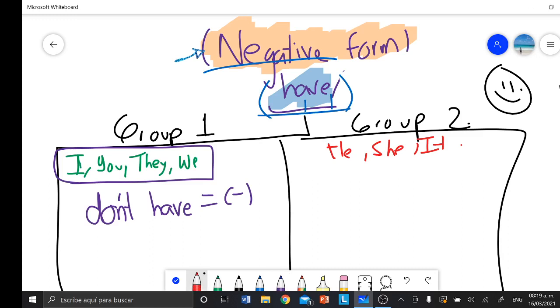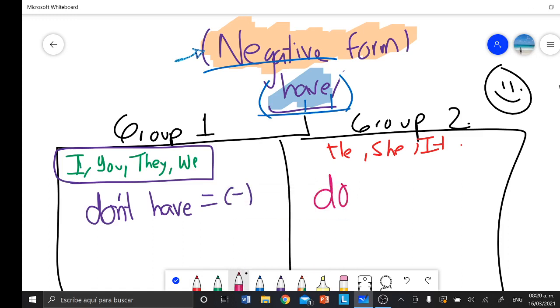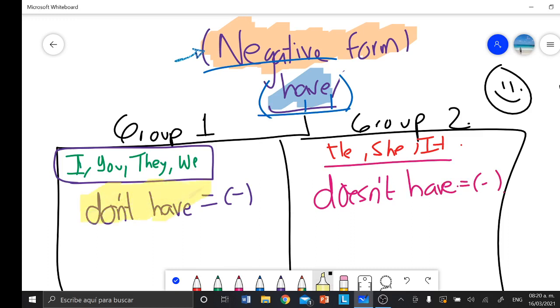That is pretty much doesn't have. Like this is the negative form, only with these subjects, okay? So, one more time. If we want to say the negative form of have with the subjects I, you, they, and we, we need to say don't have.